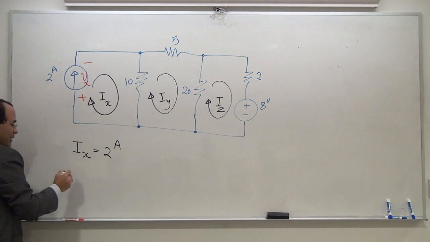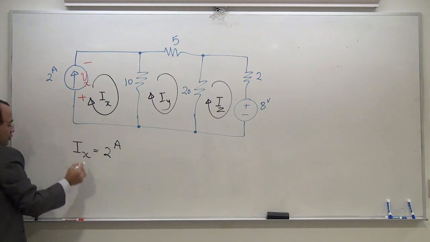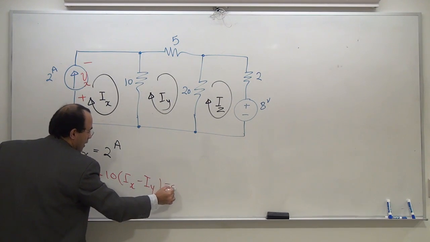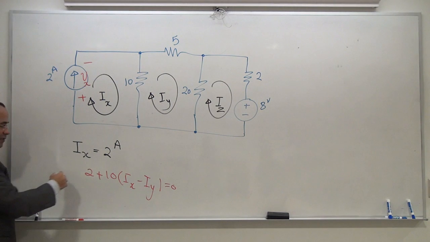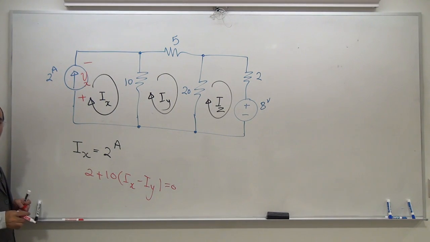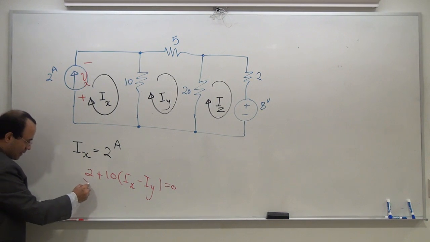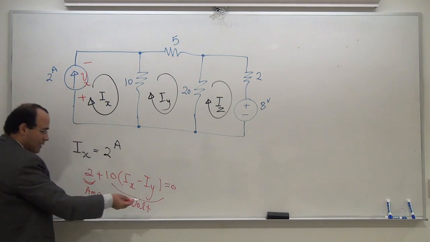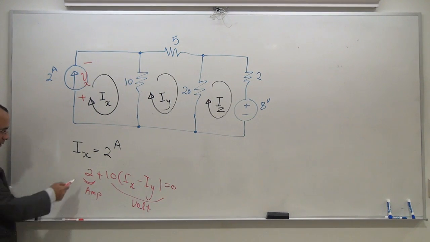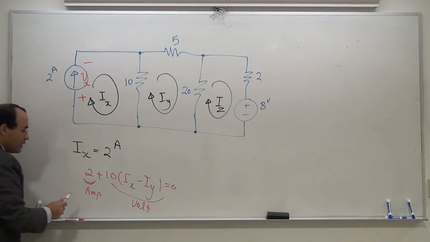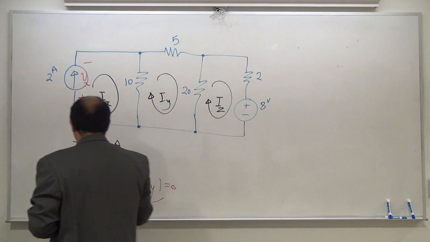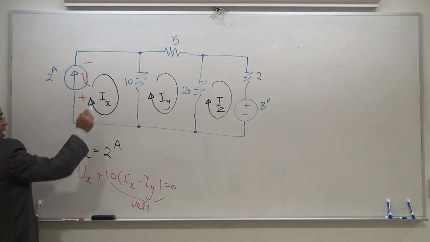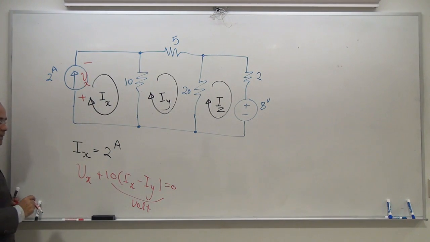The mistake I see inside the exam is this. They say 2 plus 10 times Ix minus Iy equal to 0. This is very wrong. Fundamental mistake. We are going to scrap your 10 marks or whatever is associated with this, because this is amp. This is volt. You can't add apple and orange and then say it's equal to 0. This 2 is just a 2 amp. If you want to write the KVL for this, you need to say plus Vx plus 10 times Ix, the master, Iy the slave, and then you are safe.